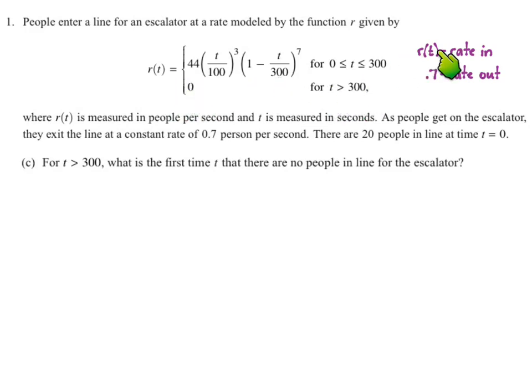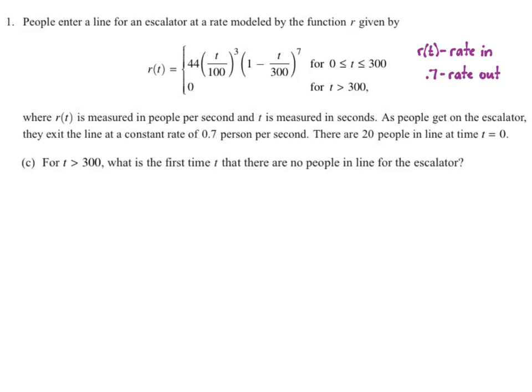In other words, the rate in is 0. In other words, there are no people getting on the escalator after t is equal to 300. So what is the first time that there are no people in line for the escalator? So that's saying, when is the amount of people equal to 0?